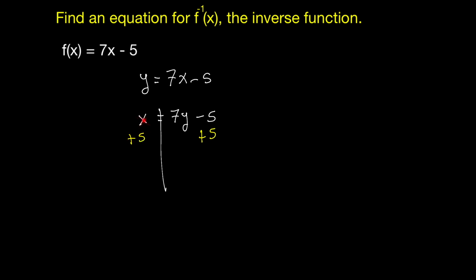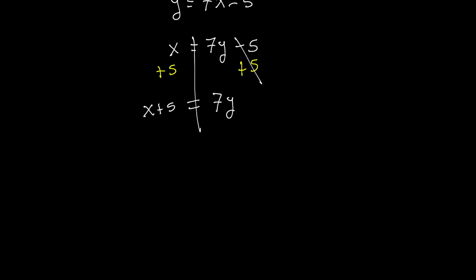On the left-hand side, x and 5 are not like terms, so I cannot combine them and produce something new. So here I'm going to put them side by side. X plus 5 on the left, and on the right hand side I'm just left with 7y since the -5 and the +5 cancel out.